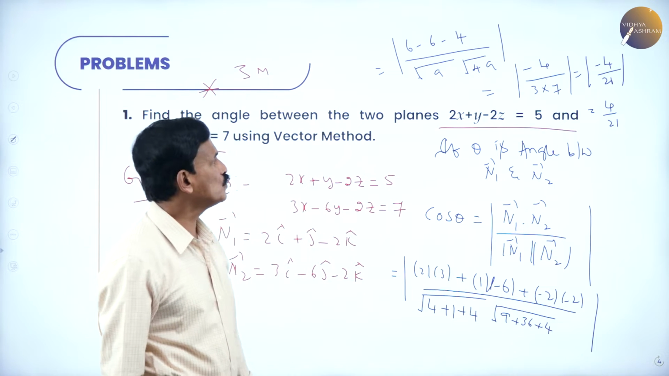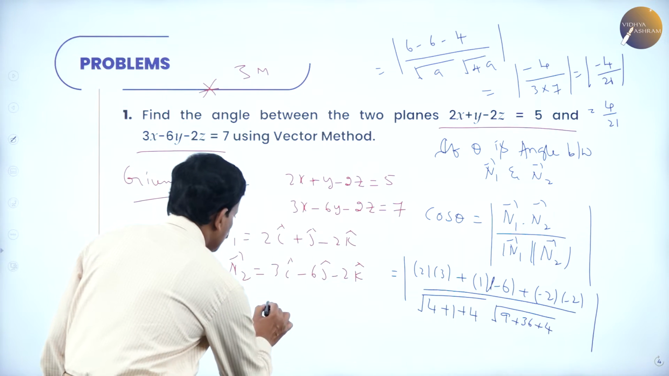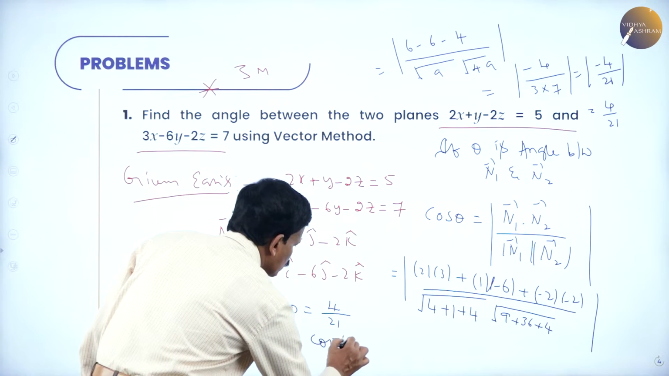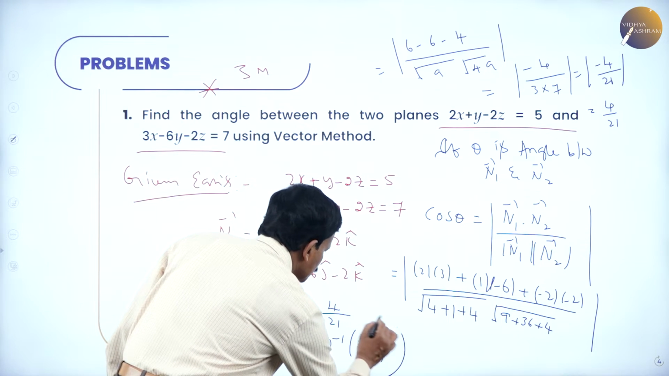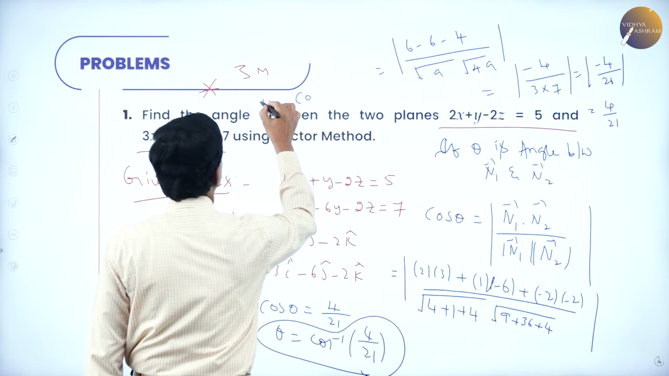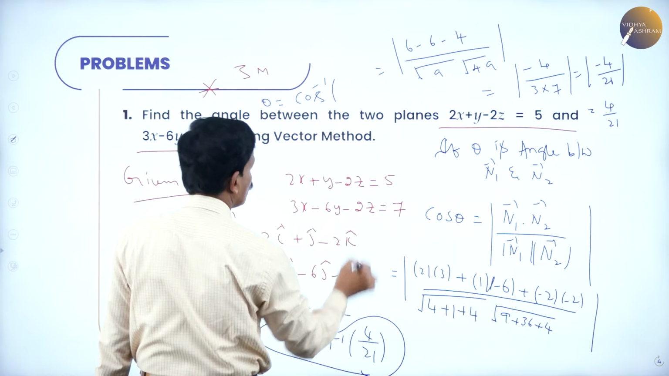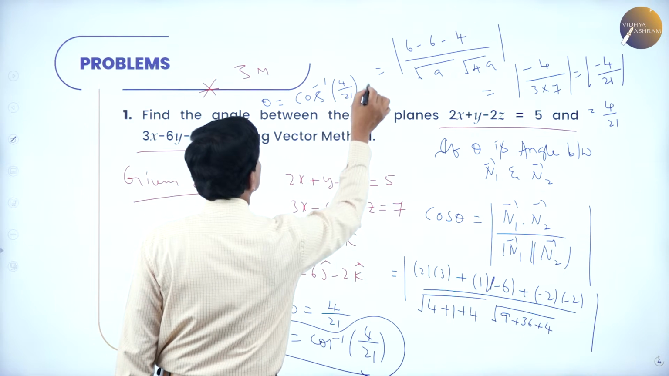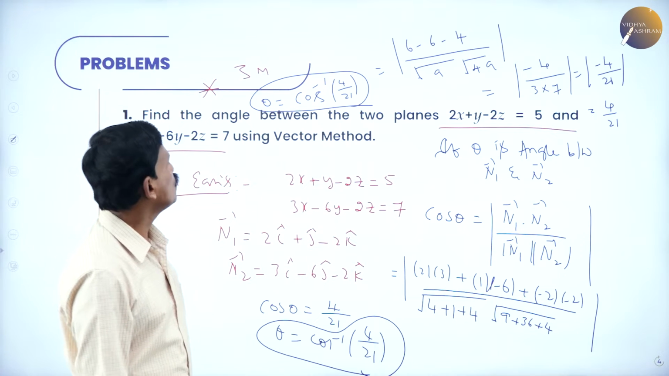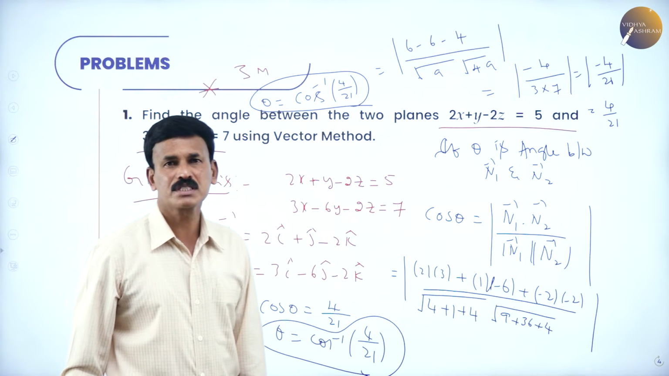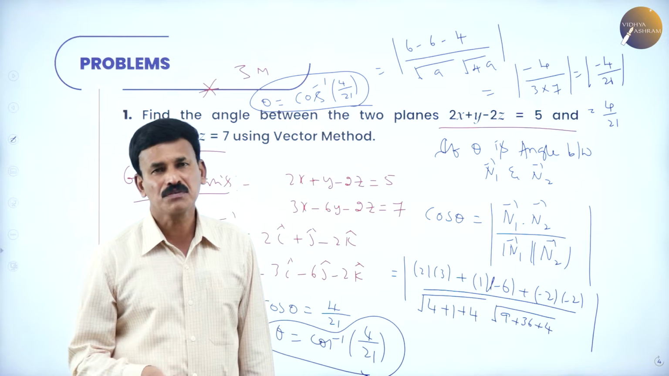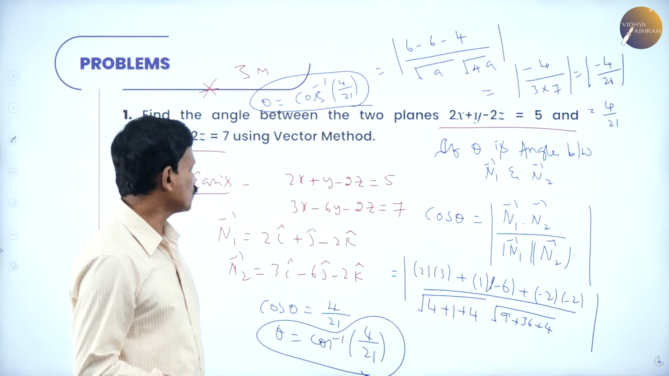So cos theta is equal to 4 by 21. Therefore the angle of intersection is given by theta equal to cos inverse of 4 by 21. This is the required angle. That's it. Very simple problem. We did the same type of problems in vectors and also in the equations of the lines. Now let us come to the next problem.